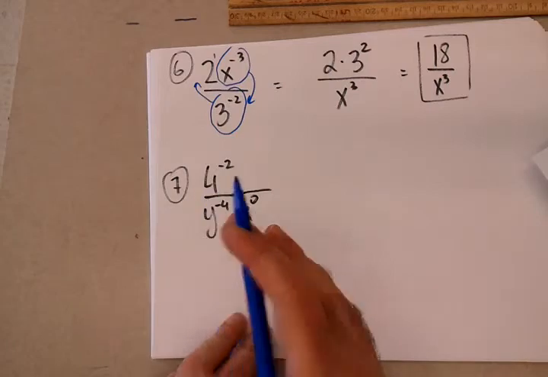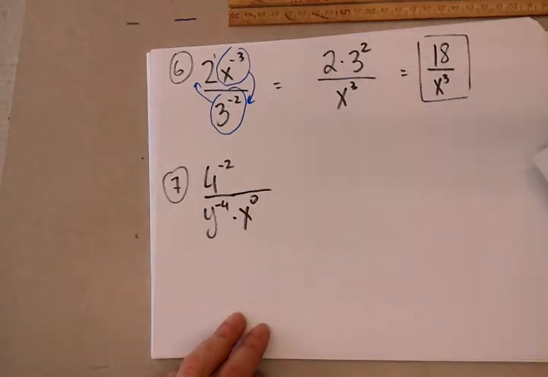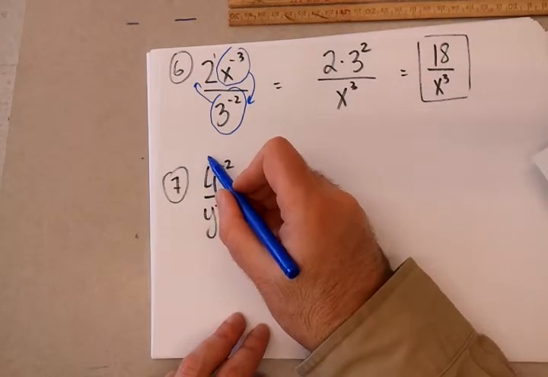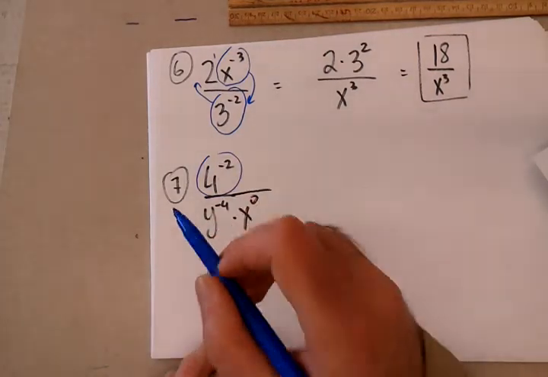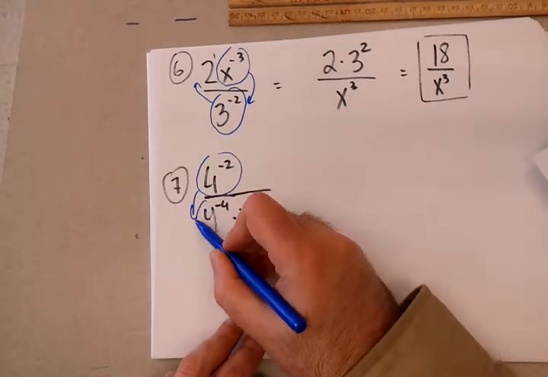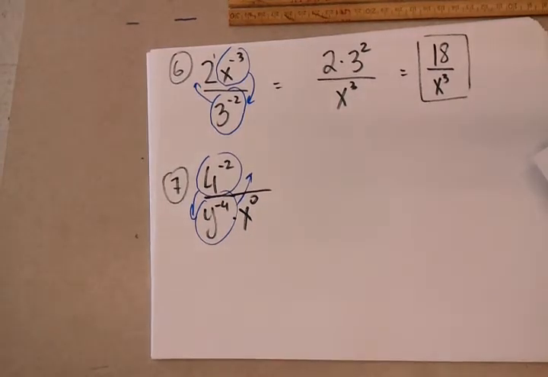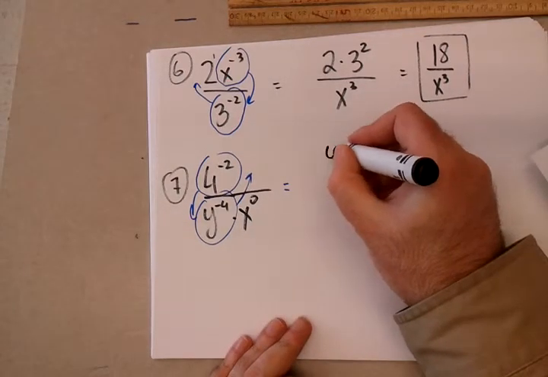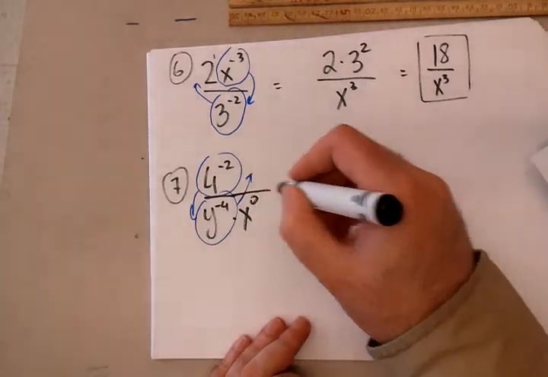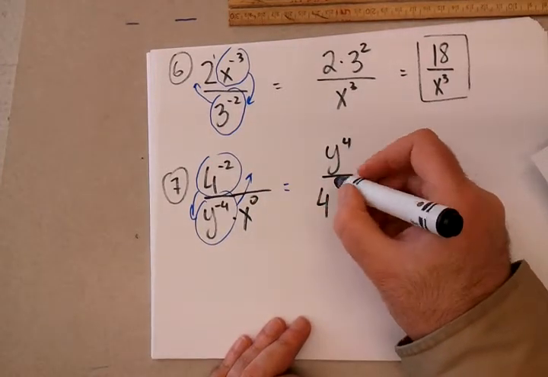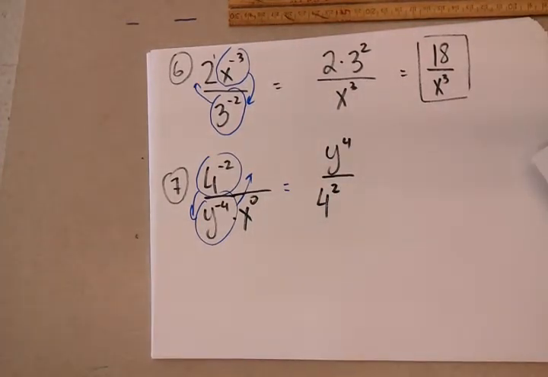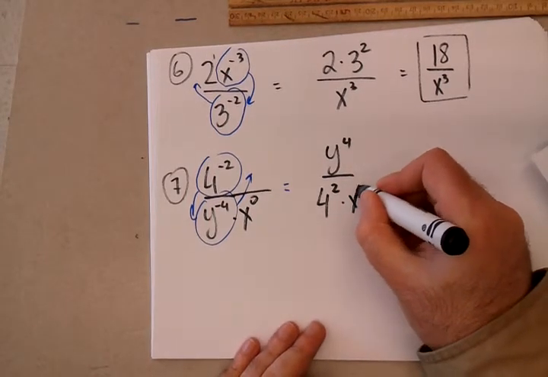So again, anything with a negative exponent will flip up or down depending on where it is. You take the reciprocal. So this base has a negative exponent. It's in a numerator. It's going to flip down. This base has a negative exponent. It's in a denominator. It's going to flip up. The 0 is not negative, so it's just going to stay where it is. So that gives you, in the numerator, a y to the now positive fourth. And in the denominator, you get a 4 to a positive 2, and an x to the 0.